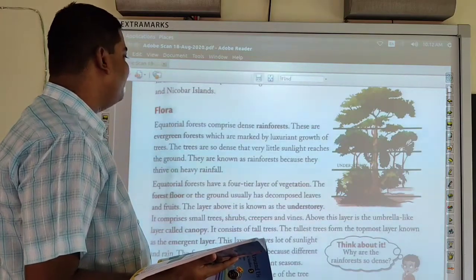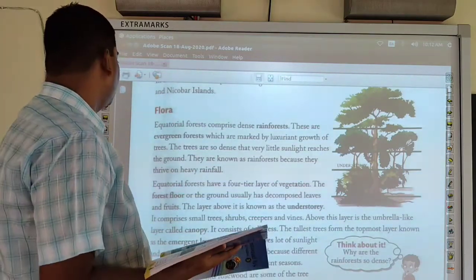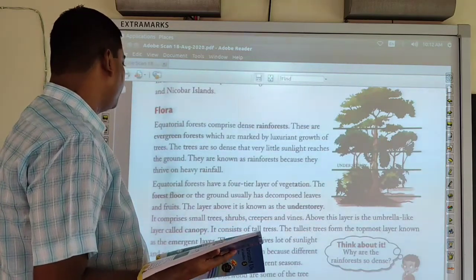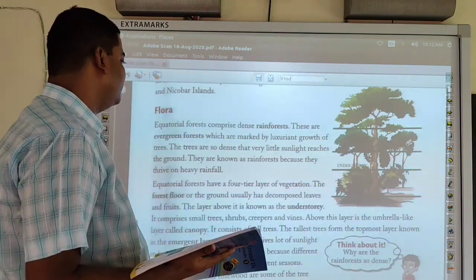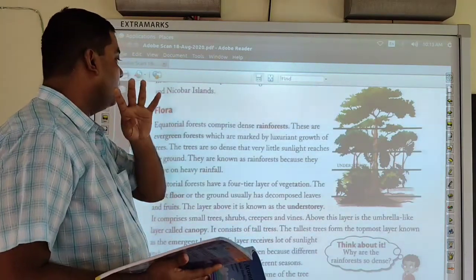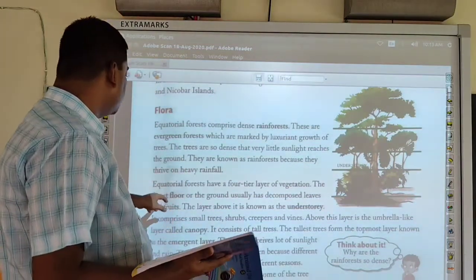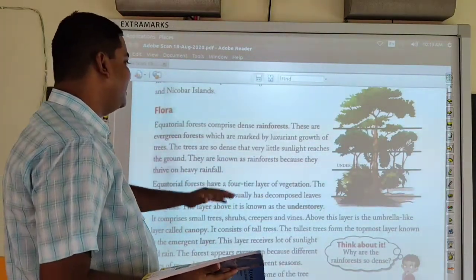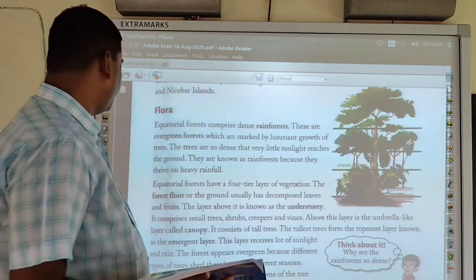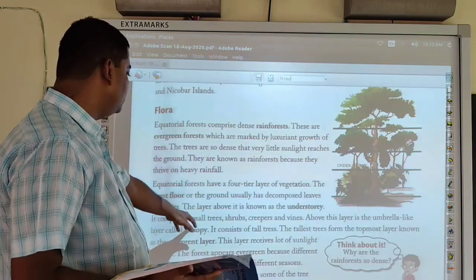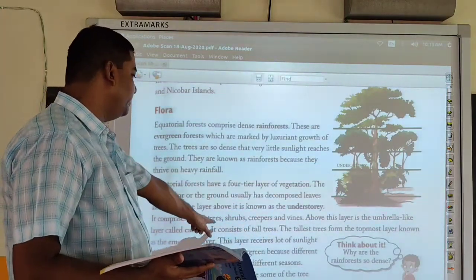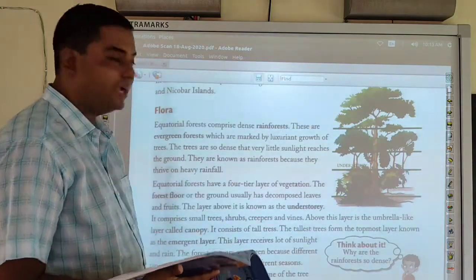Equatorial forests have a fertile layer of vegetation. The forest floor, that is the ground floor, usually has decomposed leaves and roots. The layer above it is known as the understory. It comprises small trees, shrubs, creepers and vines.